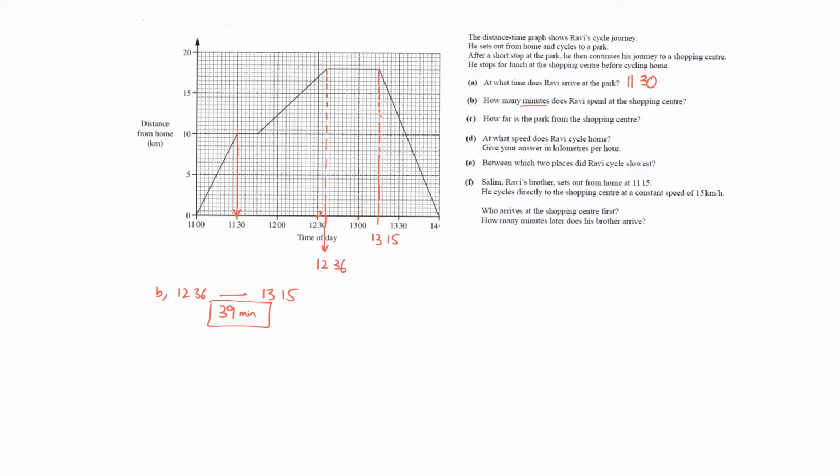In part C, they are asking how far is the park from the shopping center. When they ask this, you will look at the y-axis, which is the distance axis. The park is situated at a distance of 10 kilometers from his house, and the shopping mall is situated at a distance you can read from the graph. This value is 18. So in part C, the distance between the shopping mall and the park is 18 minus 10, which is 8 kilometers.